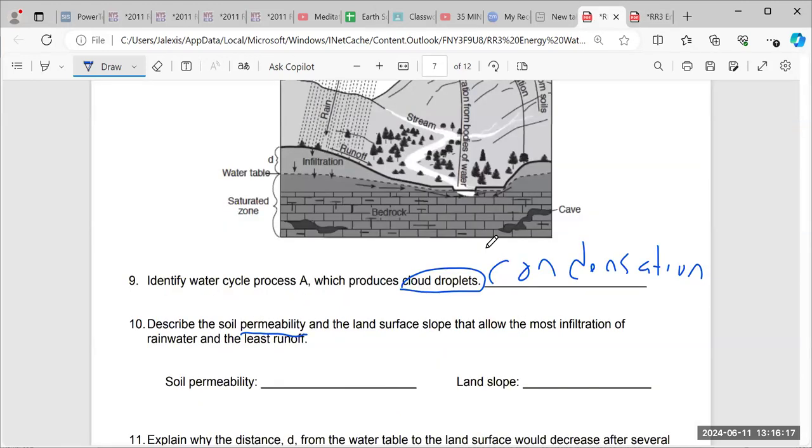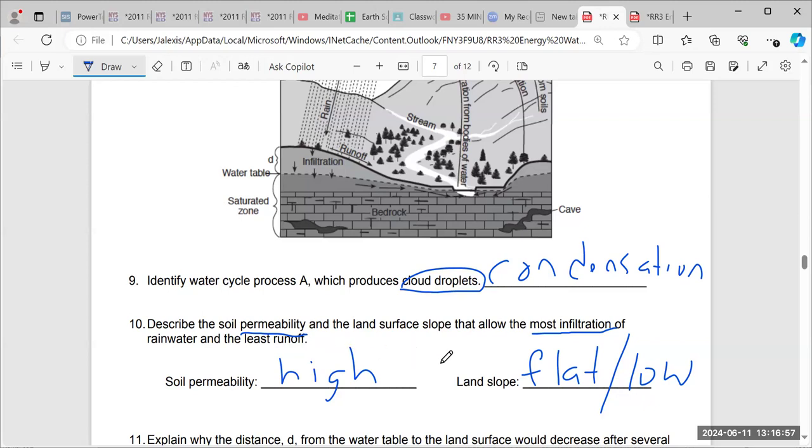All right. So that means if we want the most amount of infiltration, your soil permeability must be high and your land slope must be what? Must be flat, right? Or low. One thing to keep in mind, if you want the most infiltration and the least runoff, runoff is the ability for water to stay on top of the surface. So, for example, a flood is an example of runoff, right?